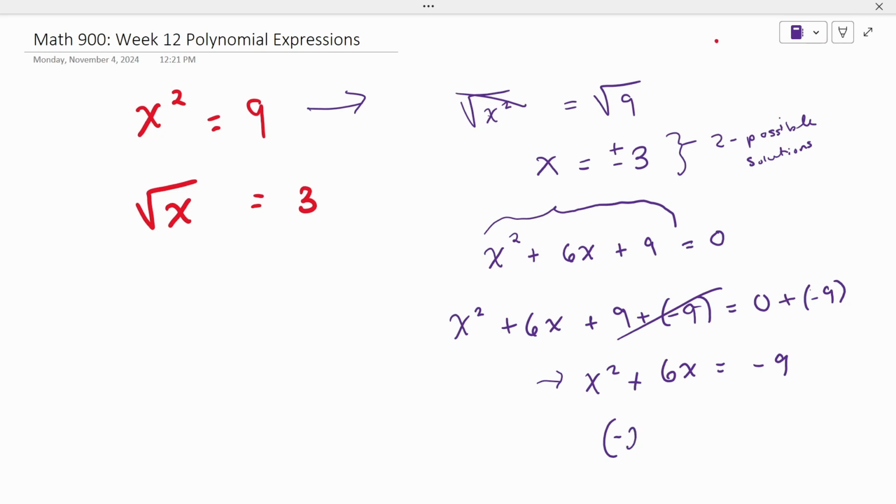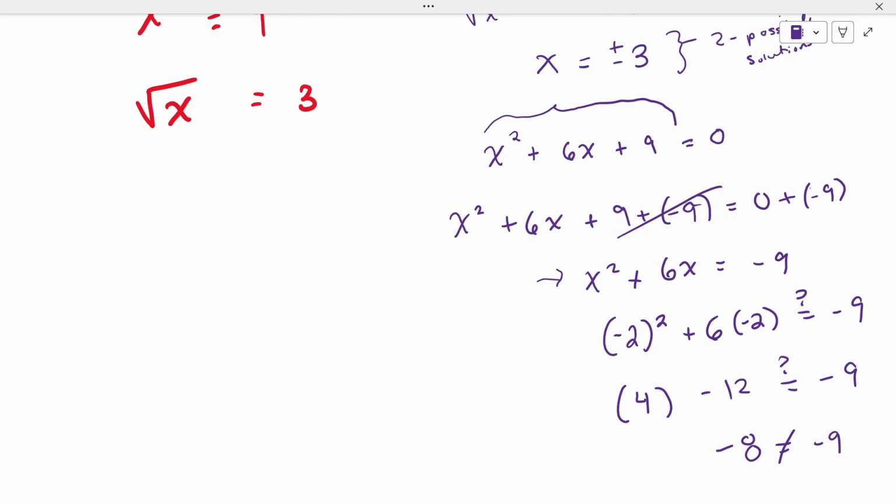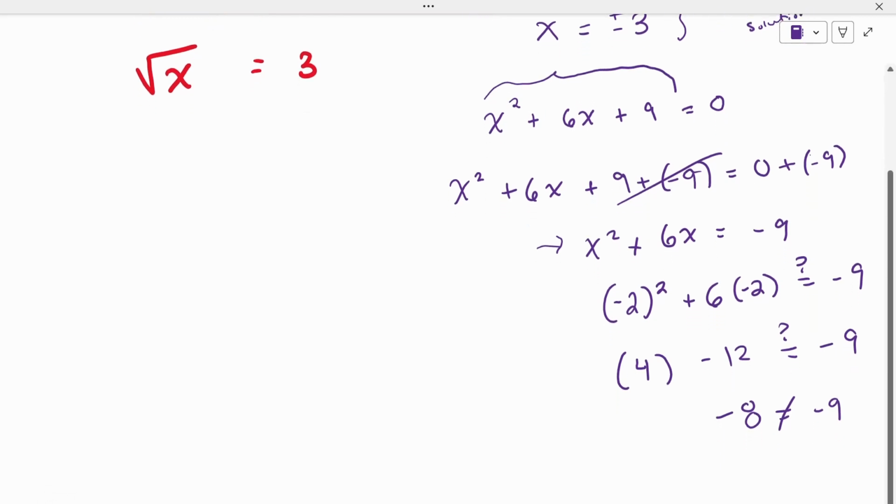You could say guess negative 2, and you check, is this equal to negative 9? Negative 2 times 6 gives you, say, negative 12. And then negative 2 squared gives you a 4. 4 minus 12, does this equal negative 9? Well, we're indeed pretty close here. We get negative 8, but unfortunately, negative 8 does not give us negative 9.